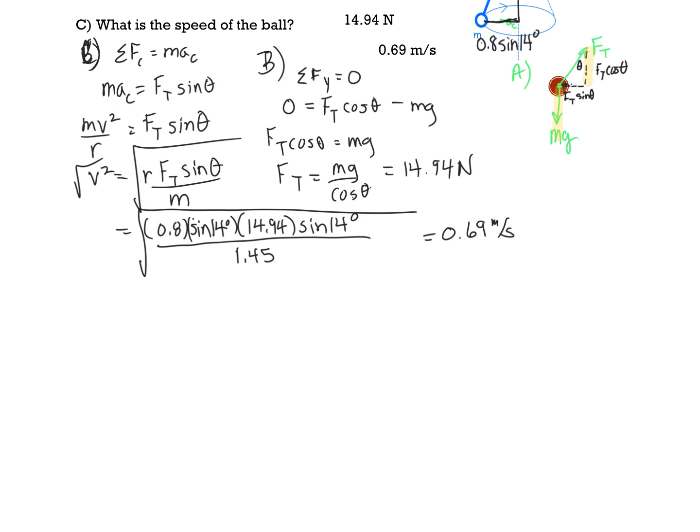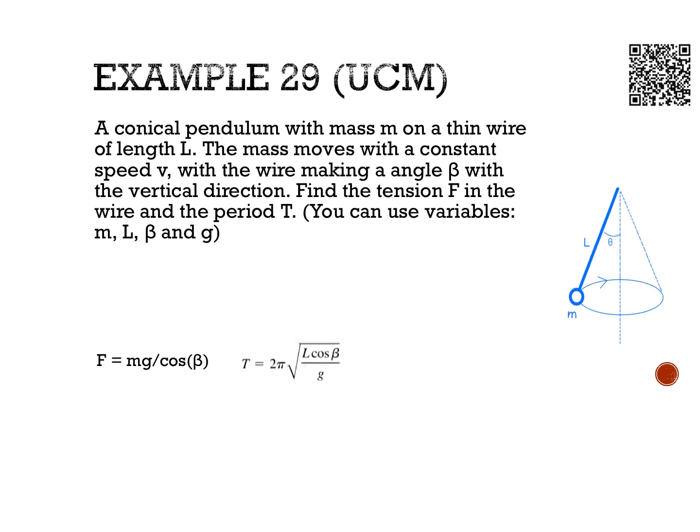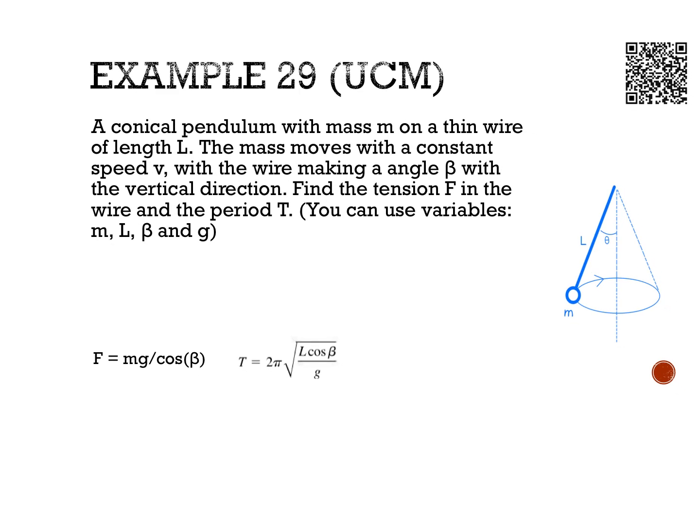Okay, I'm gonna double check that. 0.8 times sine 14 times 14.94 times the sine 14. Yep, 0.69. Okay, so that was C. All right, almost done here. Example 29. Got three more examples here.